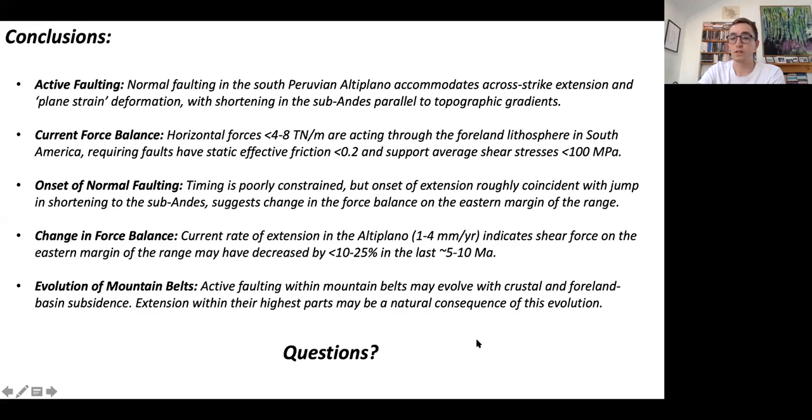And then the final section was really about how we can synthesize the observations from the Andes with what we see in other global mountain ranges. I think this is something that requires a lot more work, but it's interesting to start thinking about these questions and to try and expand our ideas of what's happening in the Andes and think more holistically about mountain ranges in general. Okay, so with that, I'll have a look at questions.